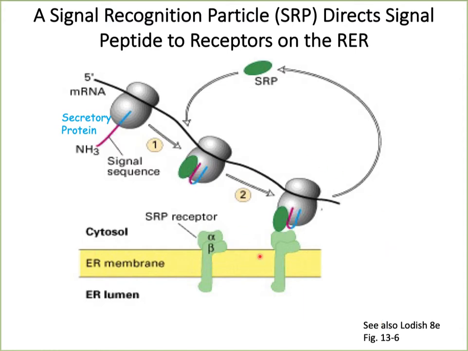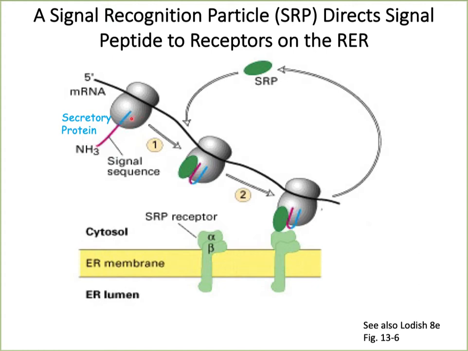So here is a bigger picture of the process. This is a secretory protein being synthesized on a cytosolic free ribosome. As the protein becomes extruded or exposed out of the ribosome, the signal sequence, which is purple right here, becomes exposed.